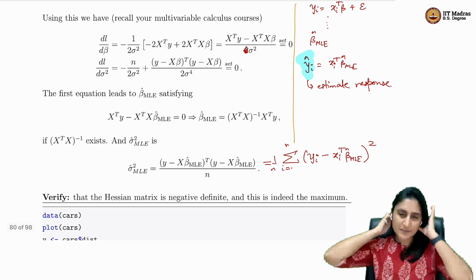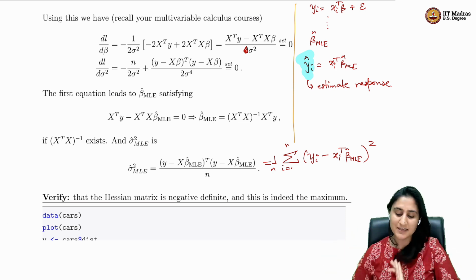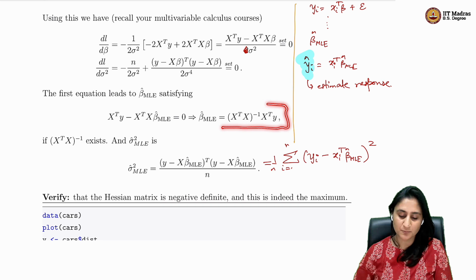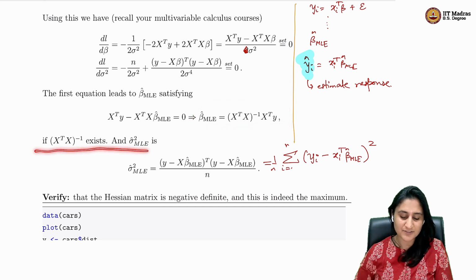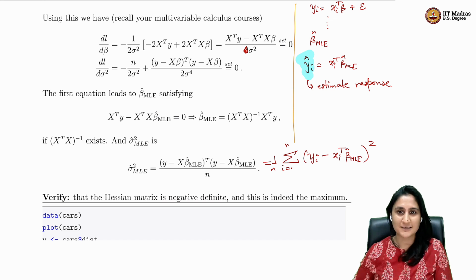And now the one thing again I skipped over is that beta hat MLE is x transpose x inverse x transpose y. This assumes that x transpose x inverse exists. Okay, and if it doesn't exist, then we might have to figure something else out.